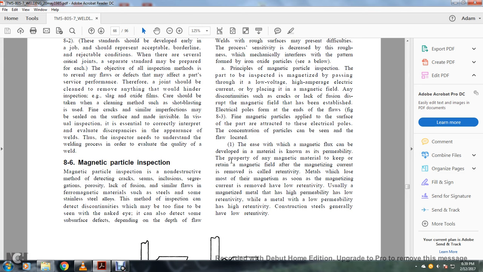The ease with which magnetic flux can be developed in a material is known as permeability. The property of a magnetic material to retain the magnetic field after the magnetizing current is removed is called retentivity.